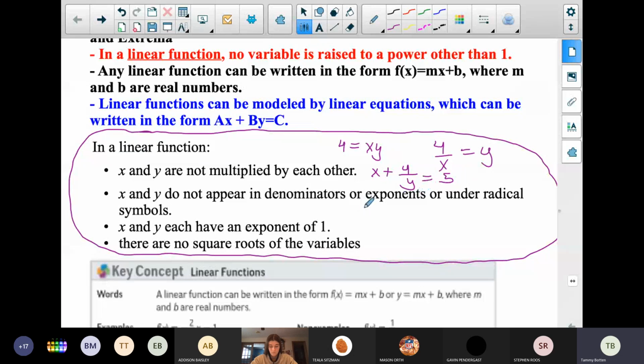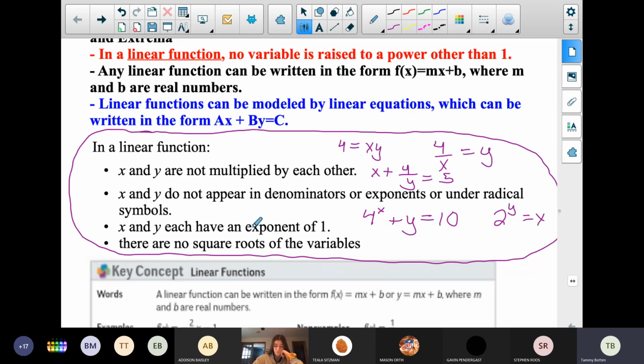And then another thing is, they can't be exponents, okay? So you couldn't have something like 4 to the x plus y equals 10. That, if you graphed it, would not be a straight line. Or if you had something like 2 to the y equals x, y cannot be an exponent.